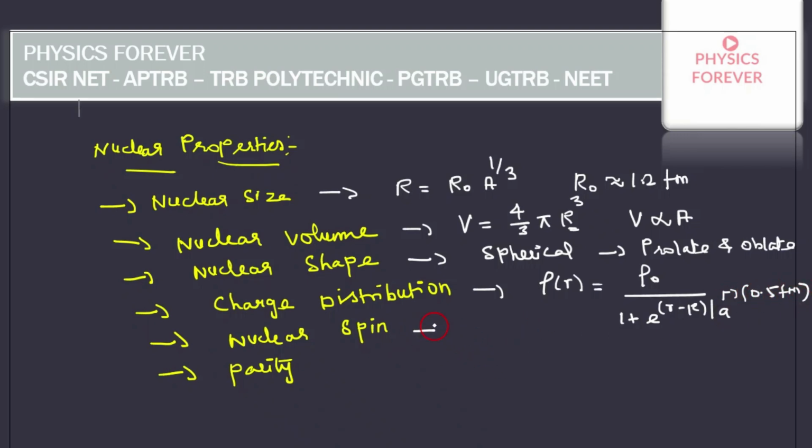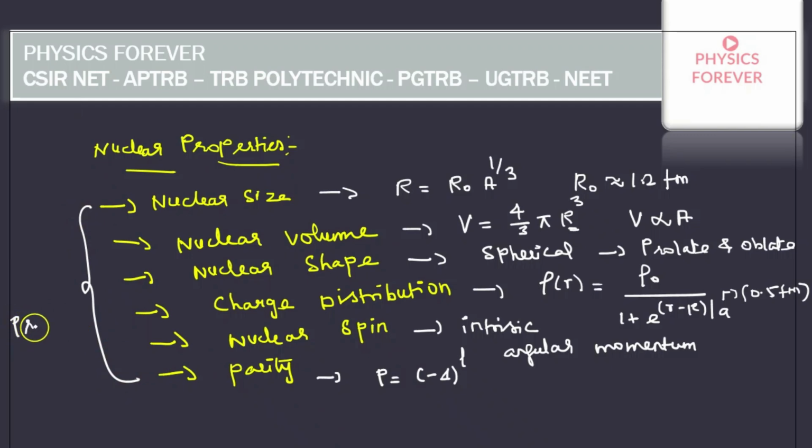Okay, the nuclear spin is the intrinsic angular momentum. So the even-even nucleus spin is always 0. Then for odd A nucleus, the spin depends upon the last unpaired nucleons. Then parity, P is equal to minus 1 power L. So we have to discuss problems related to this today. Mostly 90% of questions may be asked from the problems we see today.